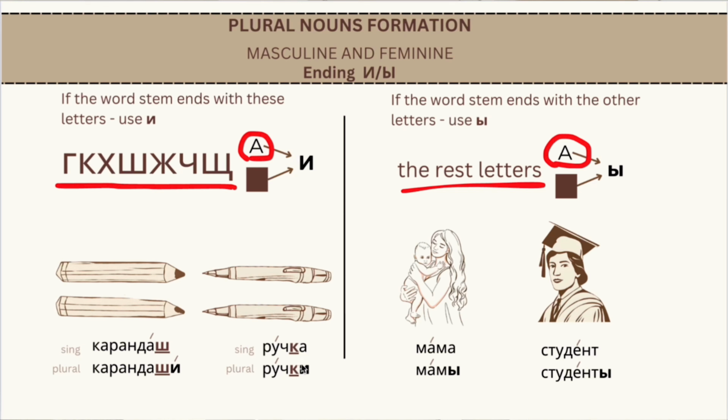Okay, examples with the Russian и sound. When you have the hushing, softening, or hissing sound, г, к, х, ж, ш, ч, щ, ц, or this consonant plus а at the end. Ручка, ручки. Карандаш, карандаши.